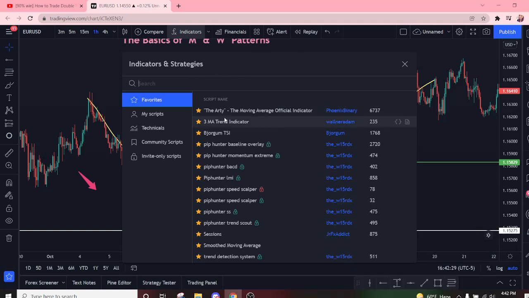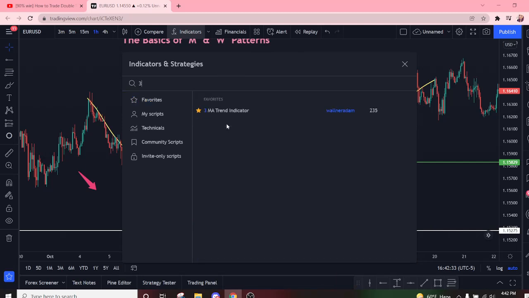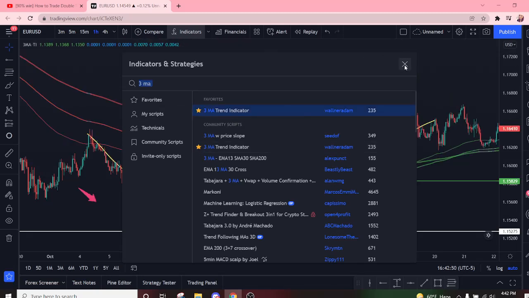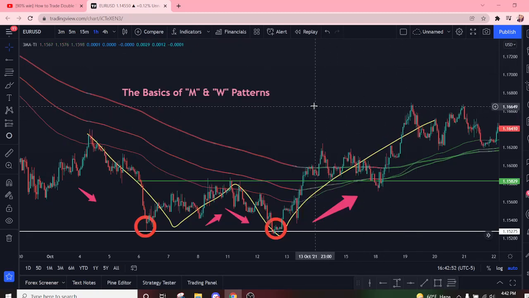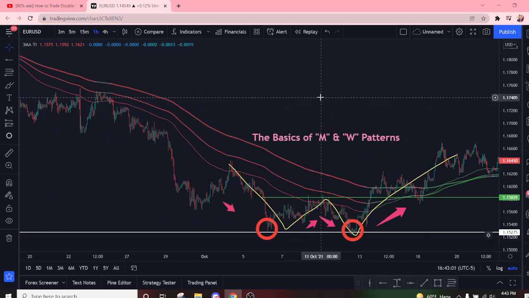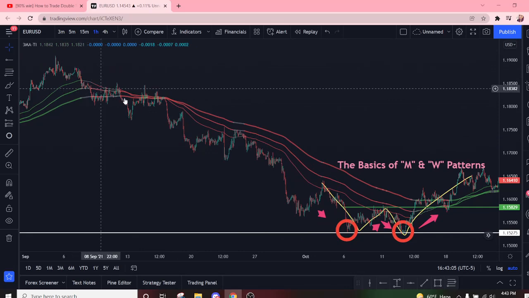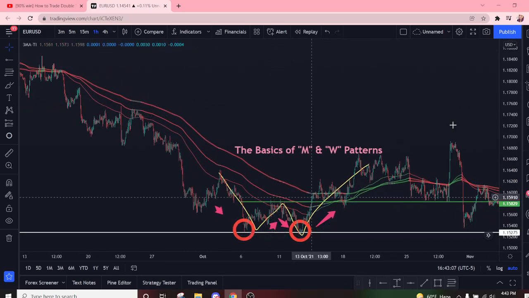Everything's free. There is an indicator called the 3M trend indicator. Just type in 3MA and it will show up. I have it favorited, but it is by this person here. You guys can use whatever you want, honestly. I've used this one on and off for a while, and I like it. I think it's very beginner-friendly and super simple to understand. That's why I'm going to show this. The basics of it: you get red, and it's selling, and you get green and it's buying.